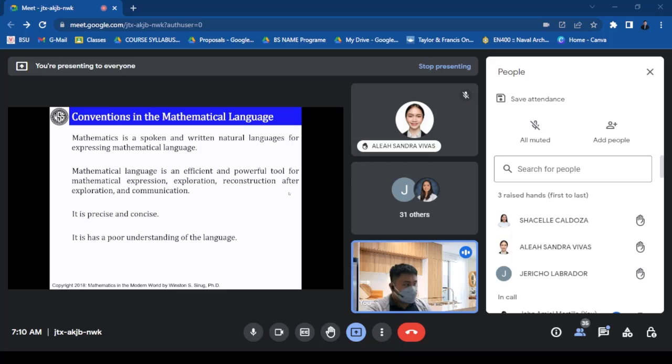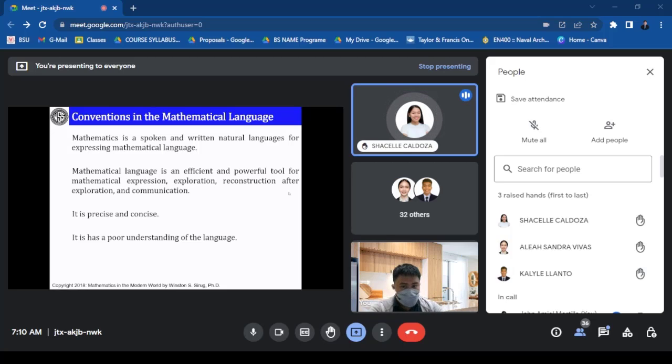Yes, Shaisel. Mathematics is a spoken and written natural language for expressing mathematical language. Mathematical language is an efficient and powerful tool for mathematical expression, exploration, reconstruction, after exploration, and communication. It is precise and concise. It has a poor understanding of the language. Okay.